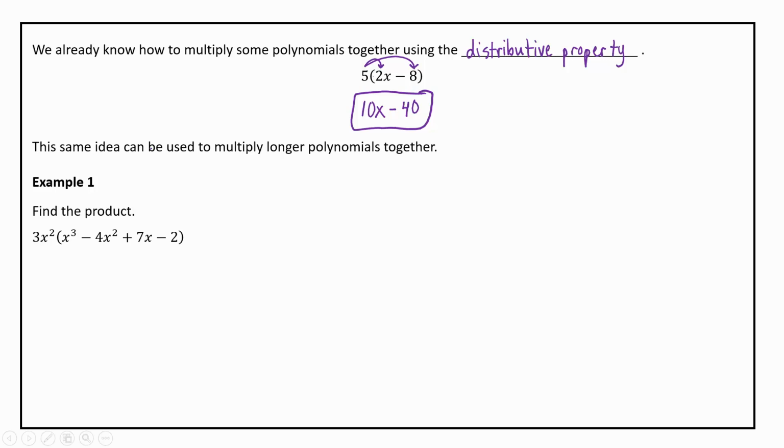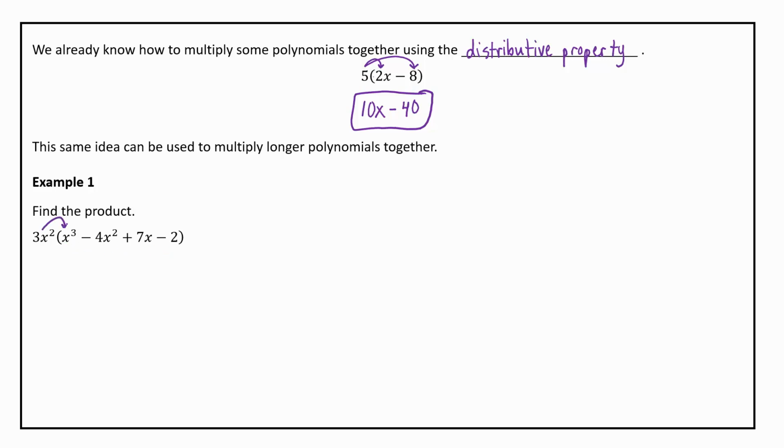There's going to be a little bit of variation here and there. For instance, we'll make problems longer or a little bit more complicated, and we'll see how that works. So here on this example, we have 3x squared. We're going to multiply it times all 4 of these terms that are inside.